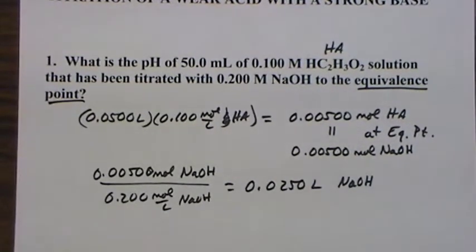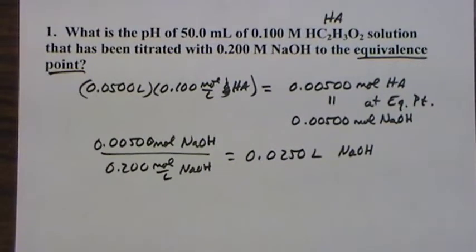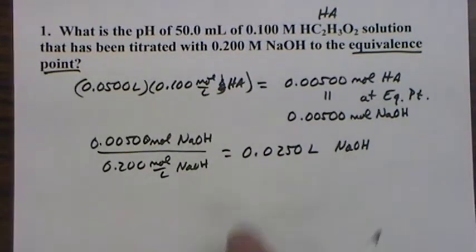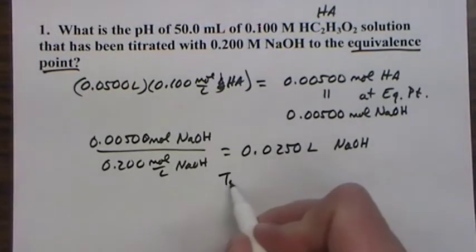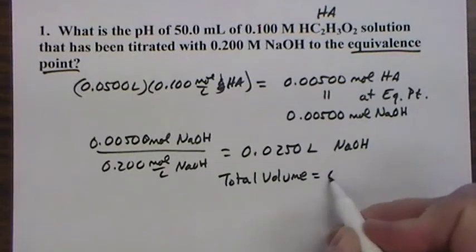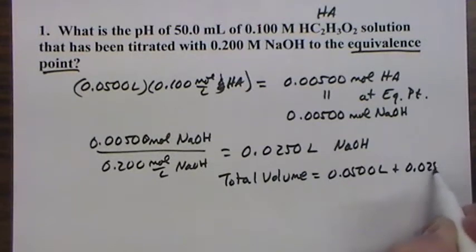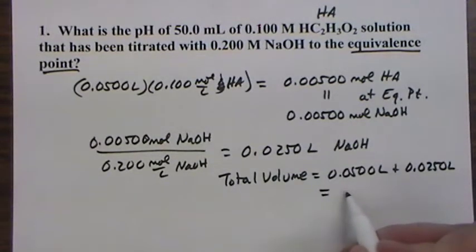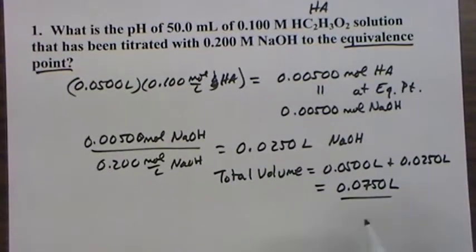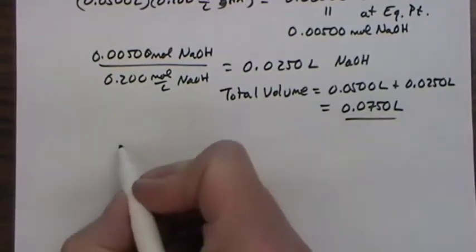This is important because since we're adding the volume of sodium hydroxide, we're changing the total volume, which means we're changing the concentrations that we're eventually going to plug into that final equation. So we need to know this. Our total volume is 0.050 liters for the acid, and then we've added 25 mL, or 0.025 liters, of the base. So there's our total, and we'll be using that later.